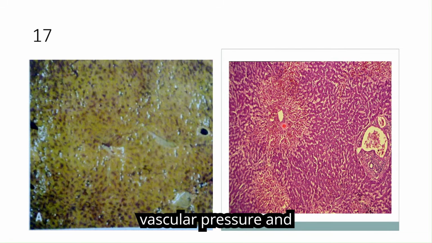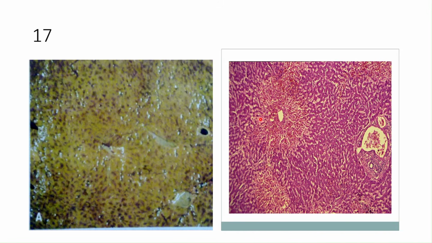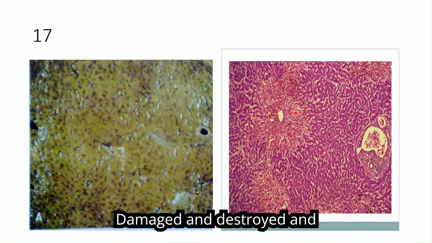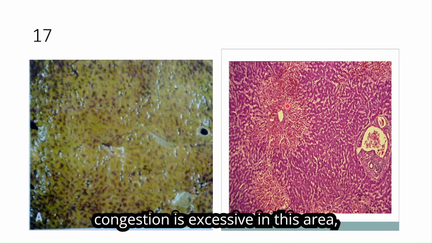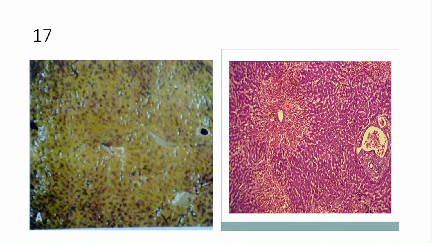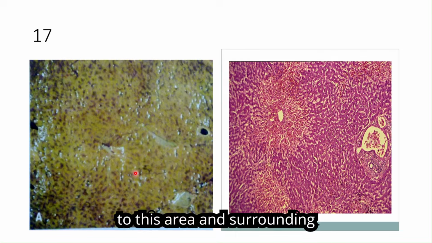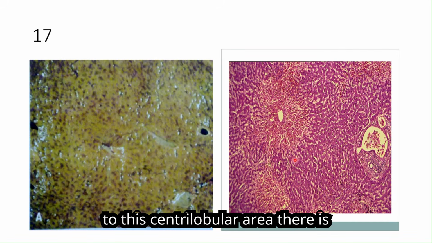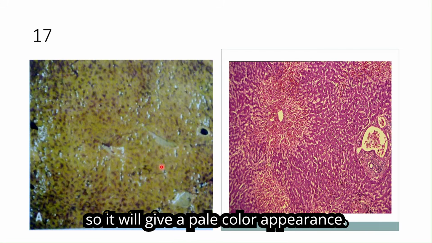vascular pressure and overload, the surrounding hepatocytes are damaged and destroyed, and sinusoidal dilatation and congestion is excessive in this area. So it will give a red color appearance to this area, and surrounding this centrilobular area there is normal hepatocytic parenchyma, so it will give a pale color appearance.